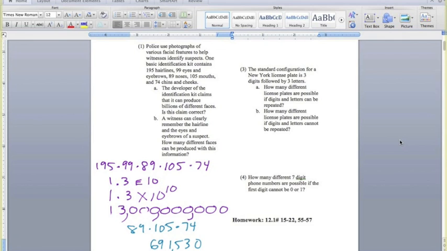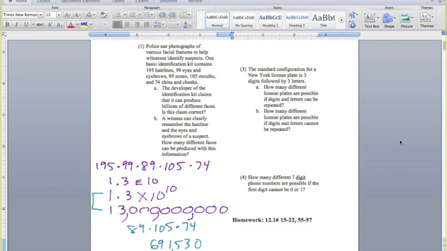For A, would you just leave the answer as 13 billion, or would you write... You could, for the answer for part A, you could do the scientific notation or the full notation. Either one's fine. Could you do the one with the E? No, E isn't really proper math notation. It's just a calculator symbol.